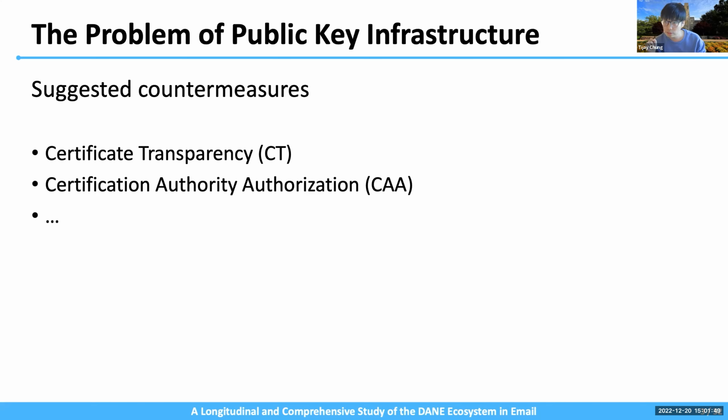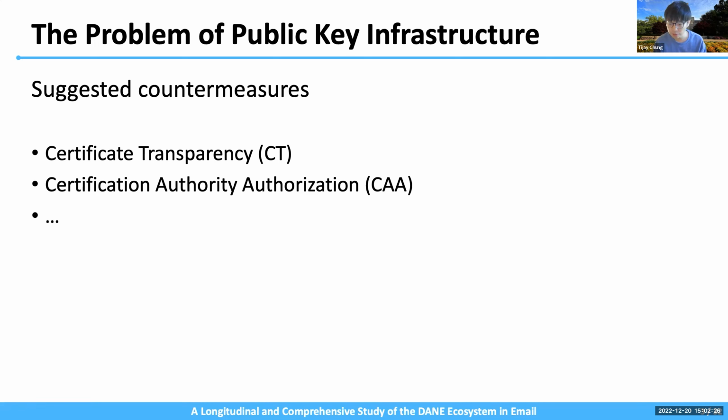So to mitigate these fundamental challenges of CA reliance, there are many countermeasures introduced, such as certificate transparency or CAA records. We covered the CT logs briefly. CAA records basically allow web domain name owners to publish DNS records that contain the list of the CAs that are allowed to issue a certificate for this domain.